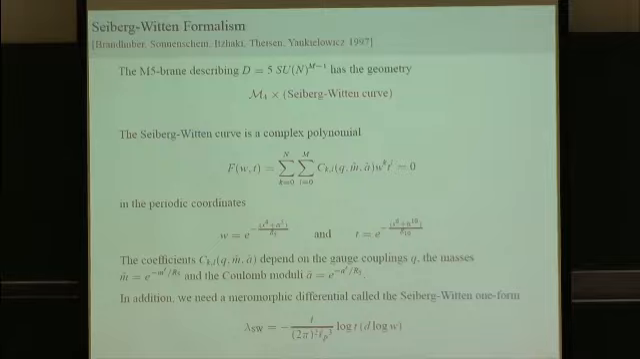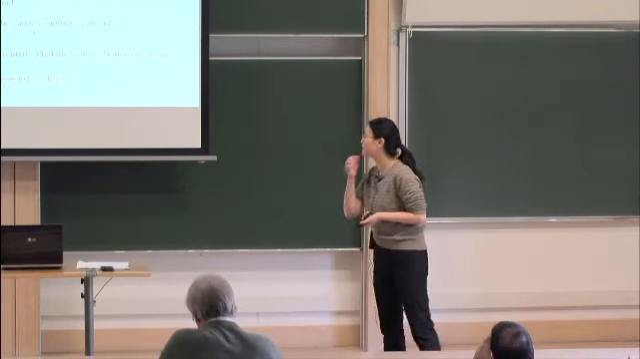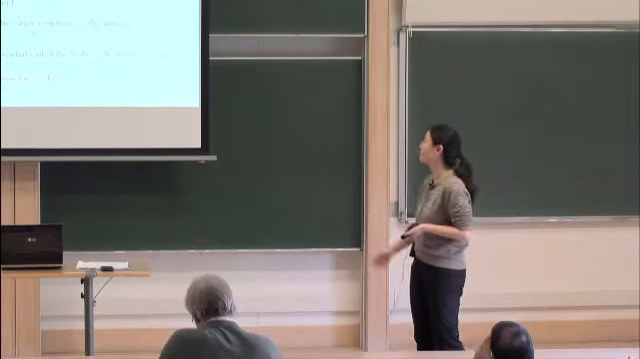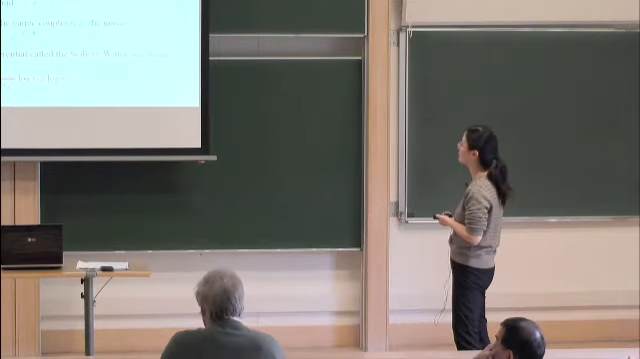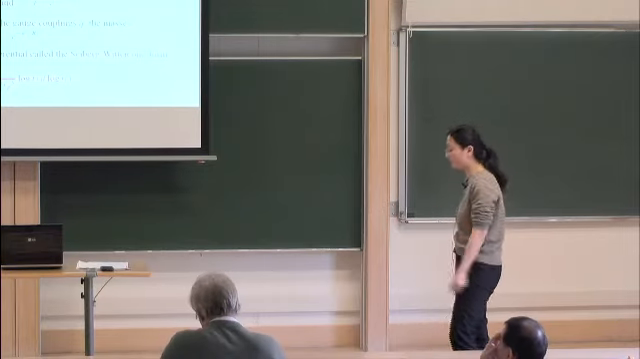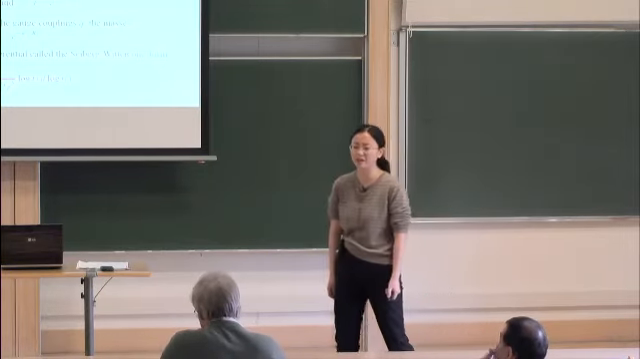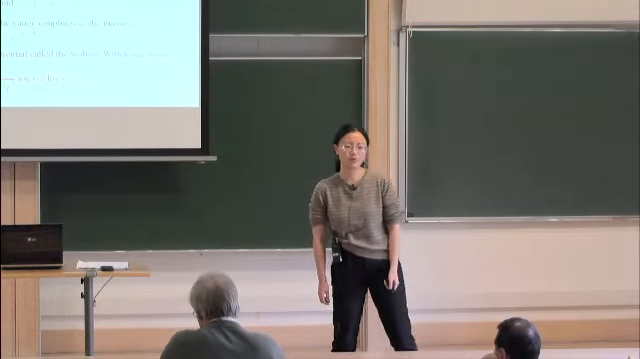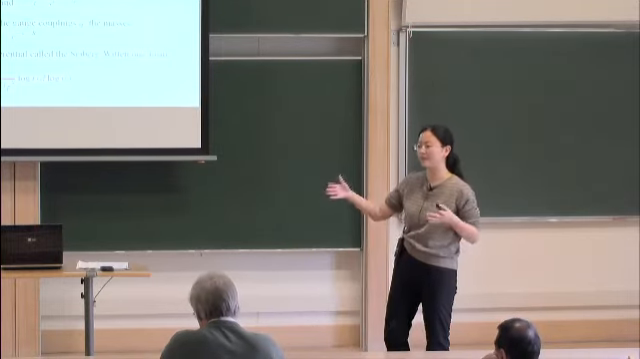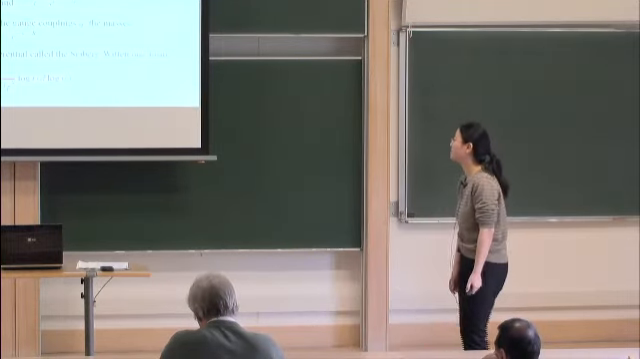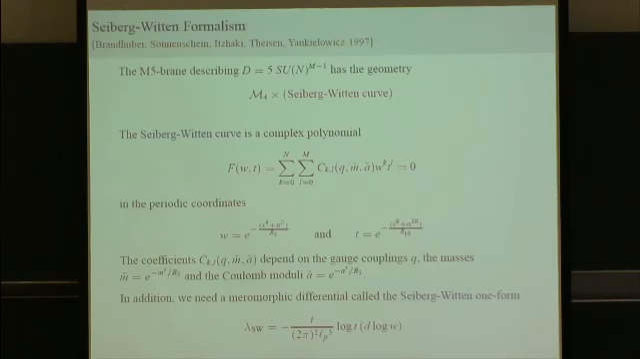So other than the Seiberg-Witten curve, we also need the Seiberg-Witten form, which is a meromorphic differential, and this one is obtained by looking at the volume form of the M2 branes, which are ending on the M5 branes. So from this meromorphic differential, it is possible to find the unique holomorphic differential for this Riemann surface.